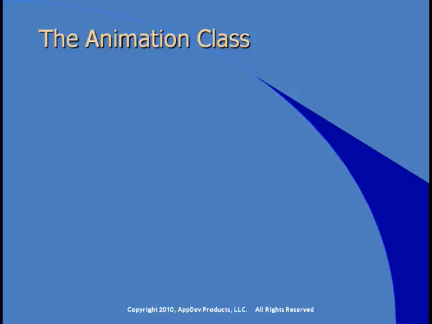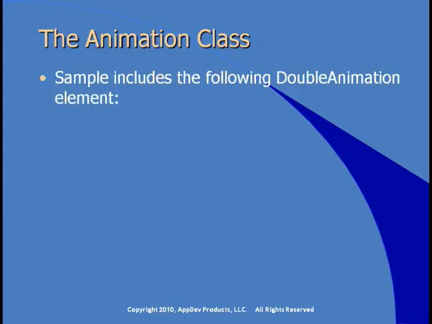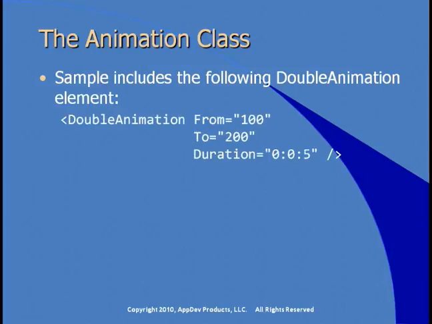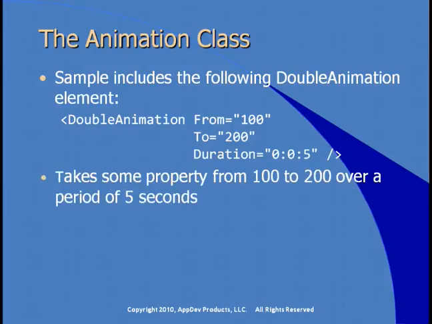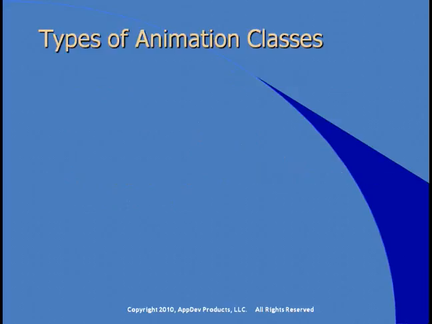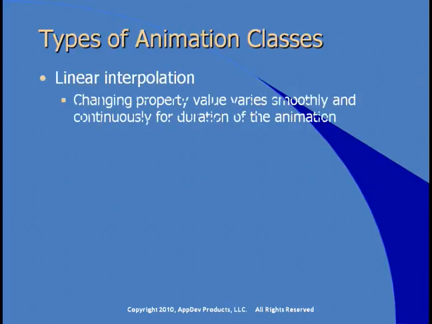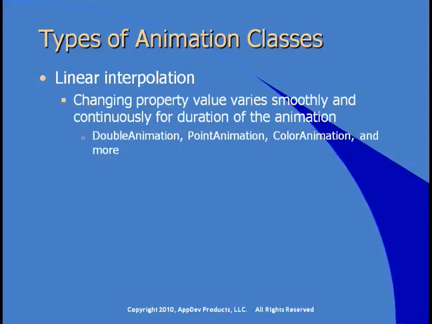Let's review what we've seen so far. The sample includes the following double animation element. You can see a double animation from 100 to 200, duration 5 seconds. That takes some property from 100 to 200 over a period of 5 seconds. Now, there are several different types of animation classes. You can have linear interpolation, which changes a property value varying smoothly and continuously for the duration of the animation. That's what we saw. Double animation, point animation, color animation, and more fall into this class of animation classes.